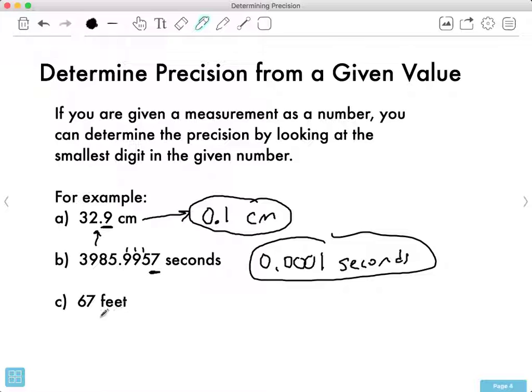So when you have 67 feet, there's my last digit. No decimal place, so I just put 1 for this spot, and 1 foot would be my precision for this measurement. I hope that helps you out a little bit when you're looking to find precision off of either a given measurement or a picture of some kind of device. And thanks for watching the video.